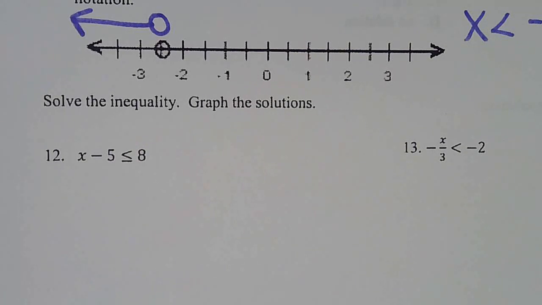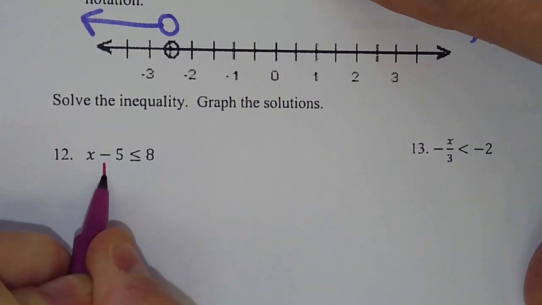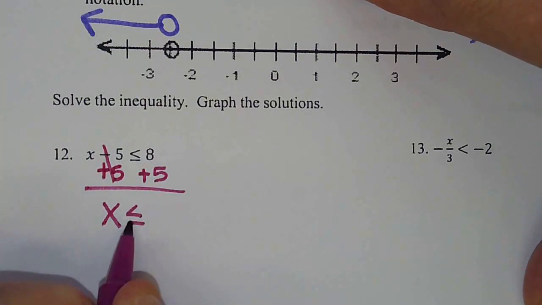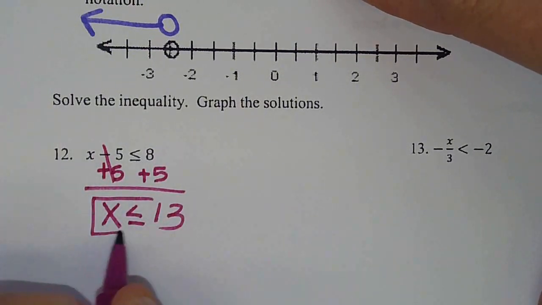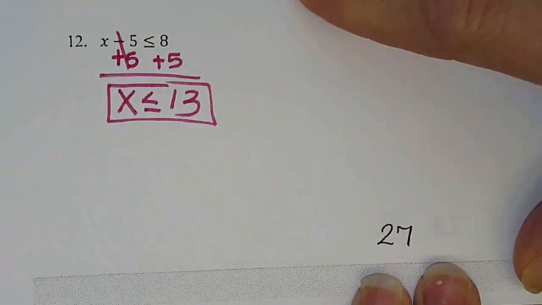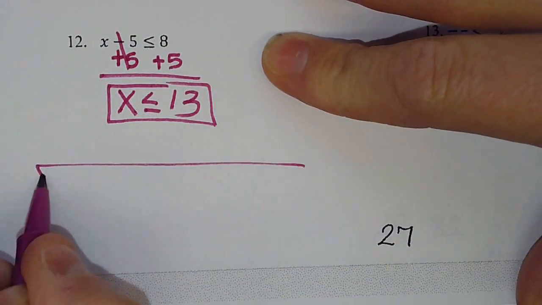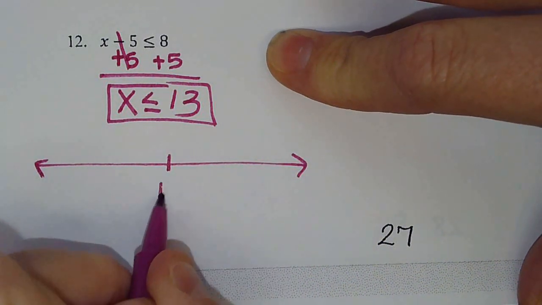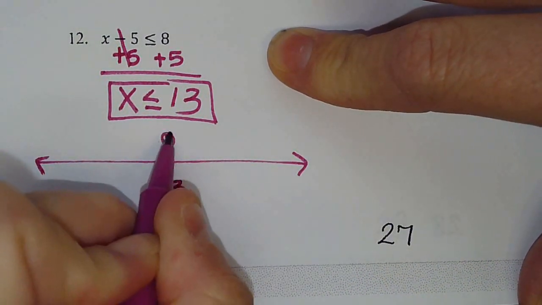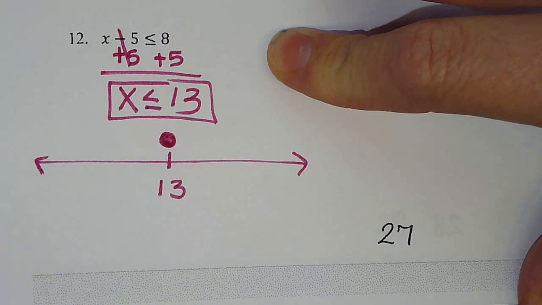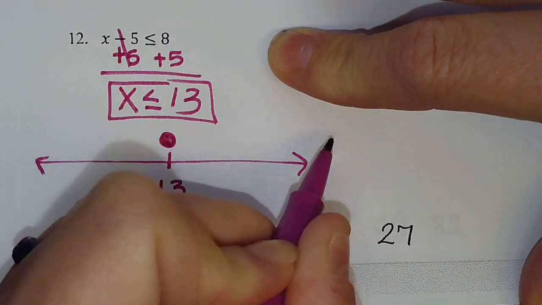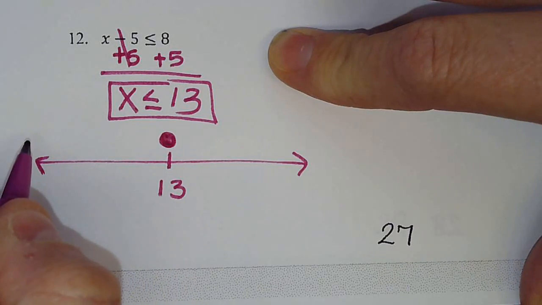Because I can tell you right now, for number 12, you would add 5 and you get x is less than or equal to 13. So that is your solution. For the graph, you're going to have to look for the graph that has a 13 with a closed circle because of the equal to. I can guarantee they'll have a closed circle going to the right and to the left.